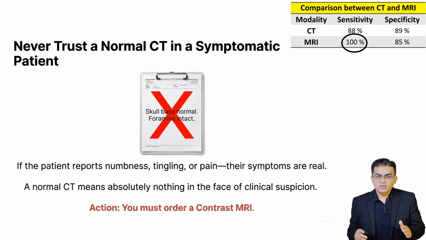So burn this rule into your mind. A standard CT scan is completely inefficient for ruling out early perineural spread.